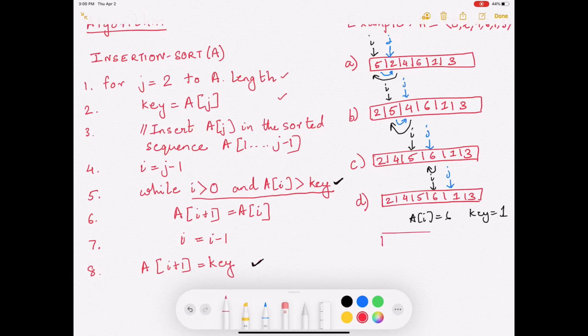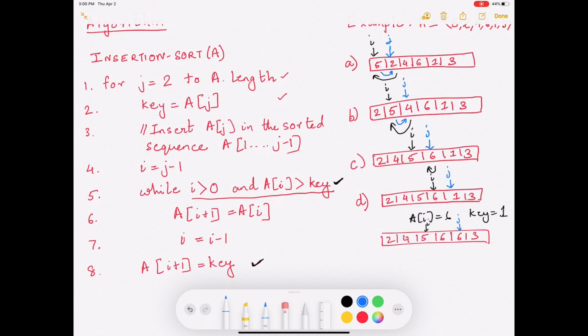So this is how the array will look. You will have 2, 4, 5, 6, 6, 3. Now this is where your i will be pointed to, because it's going to decrease, and your j will be here. j will continue to be in its place. Okay, so what is going to happen in the next step?